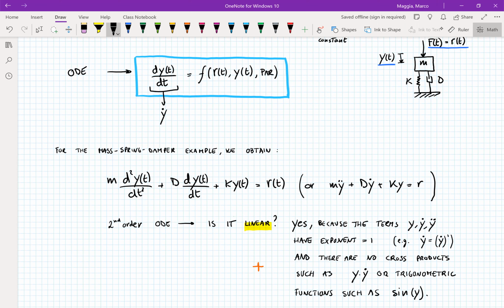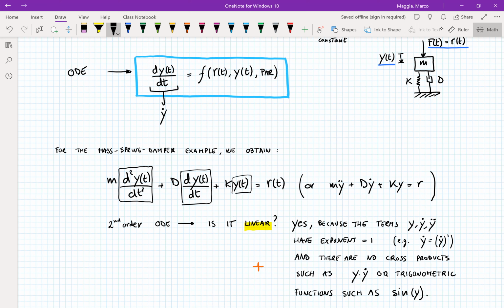Why is it a second order ODE? Well, that's because the highest order of the derivative of the output is the second order, second derivative. We have, in this case, second derivative, first derivative, and the function itself. But the highest order of the derivative is the second order. So this is going to be a second order ordinary differential equation.